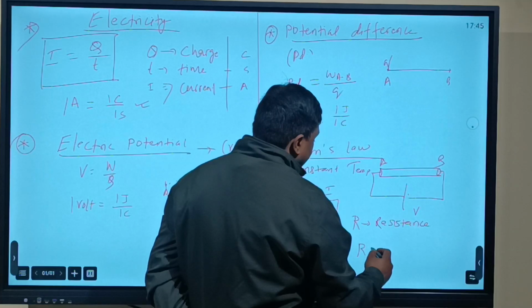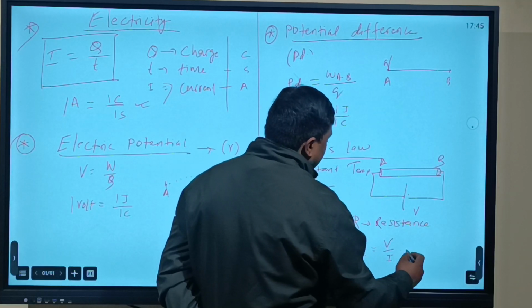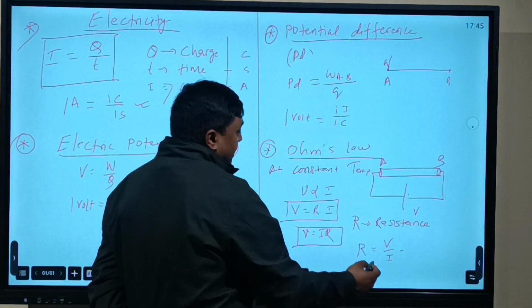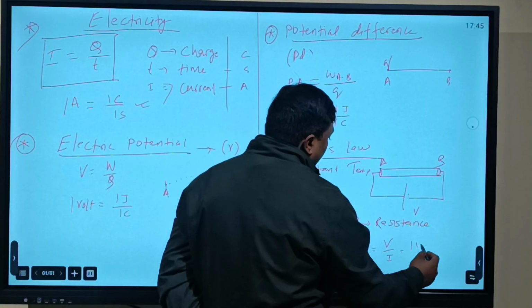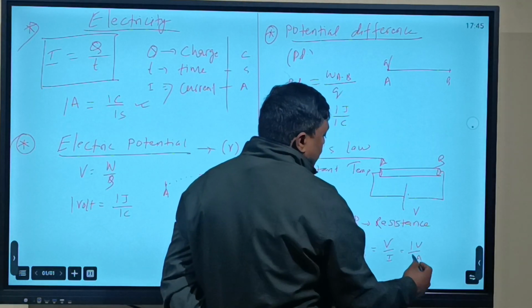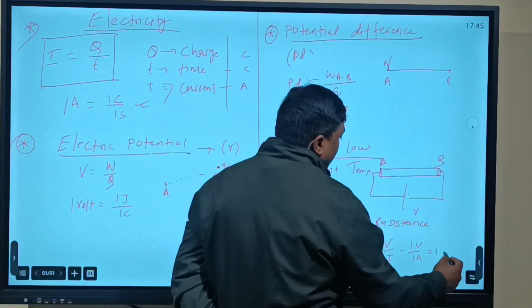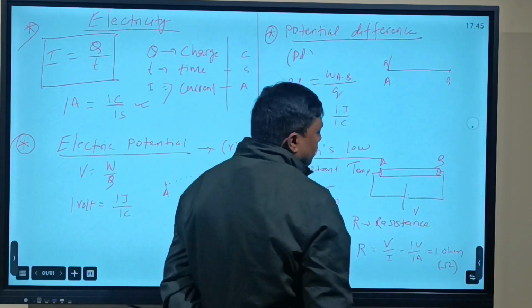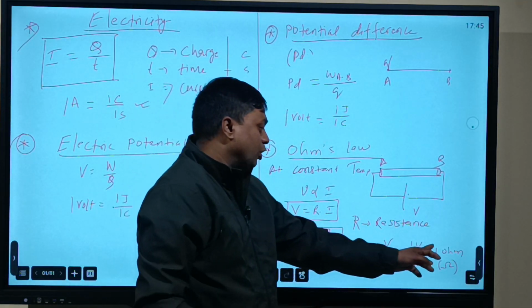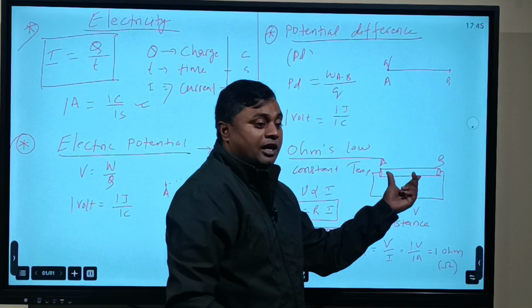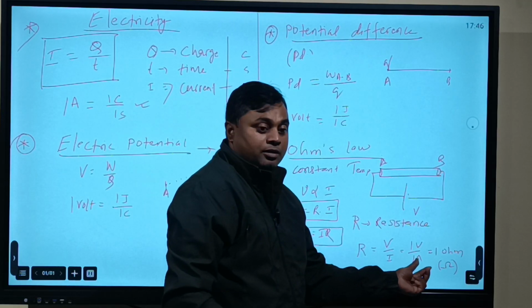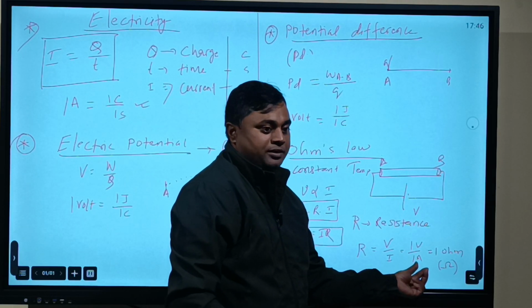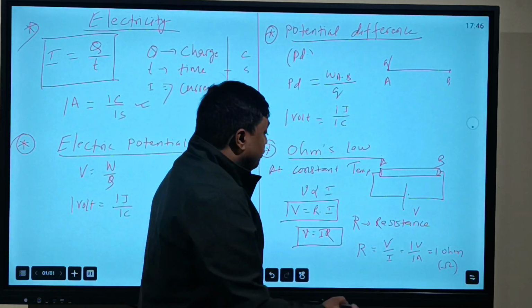So from here R is equal to what? V by I. Let's take the potential difference 1 volt and current 1 ampere. So 1 by 1 is what? 1 ohm. The symbol of ohm is like this. So resistance of the wire is said to be 1 ohm if 1 volt is applied across its ends and it carries a current of 1 ampere. Yes or no? How will you define resistance?